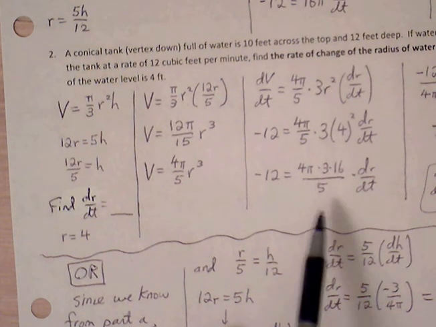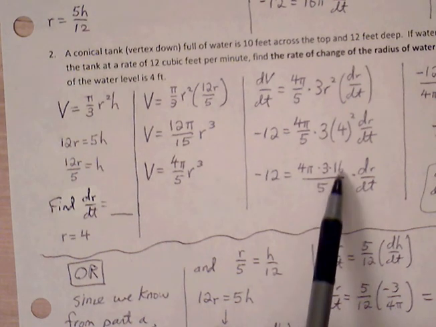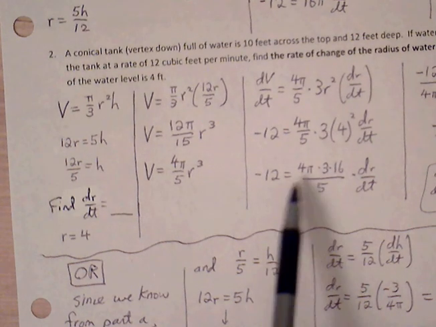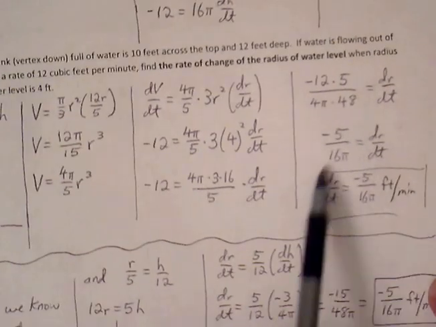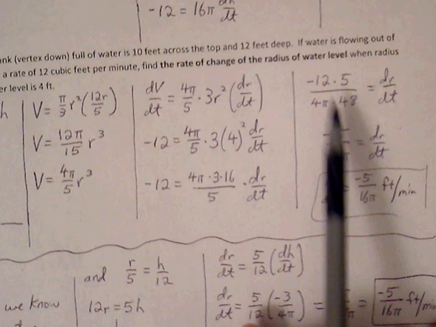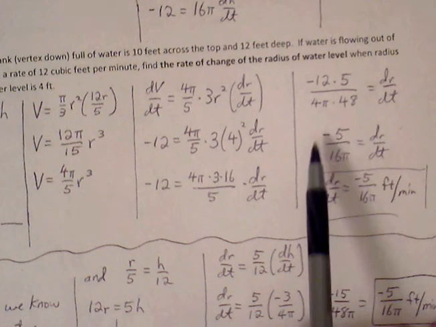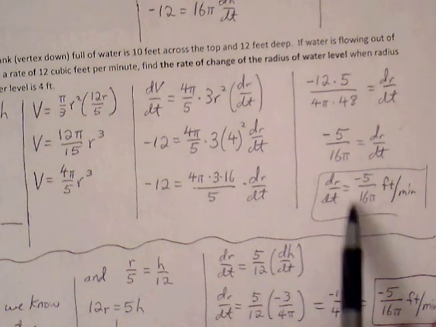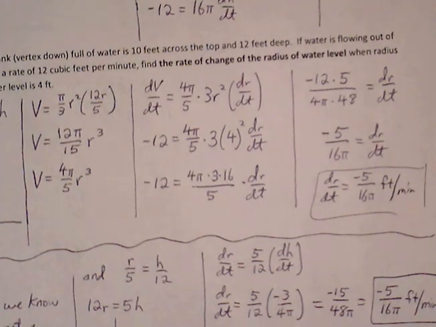So this cleans up to 4 pi times 3 times 16 over 5. We can multiply by the reciprocal to the other side. So that gives us negative 60 over 4 pi times 48. And then that reduces to be negative 5 over 16 pi. And our dr dt is negative 5 over 16 pi feet per minute.